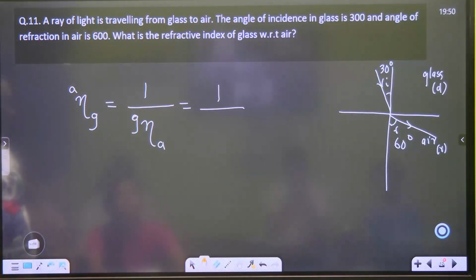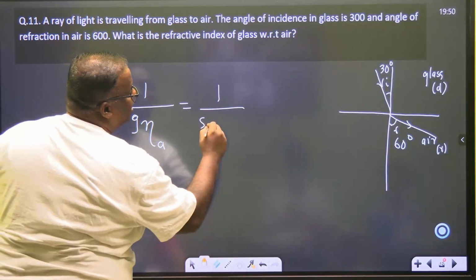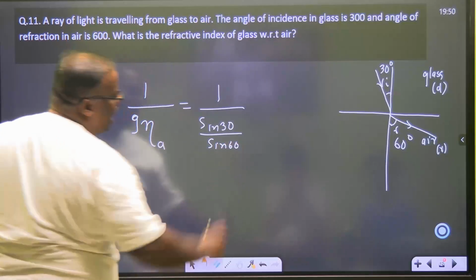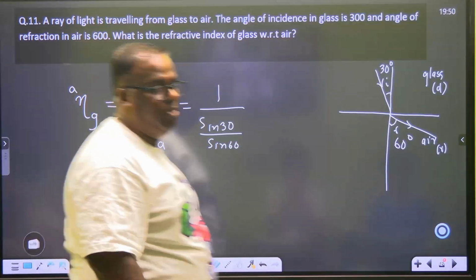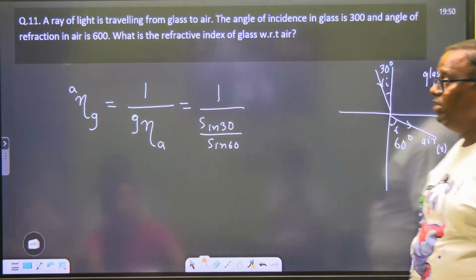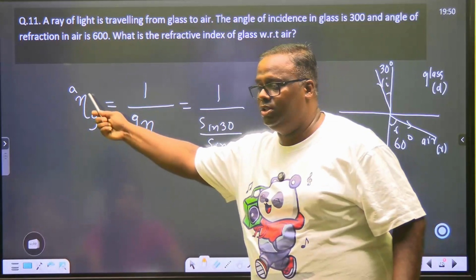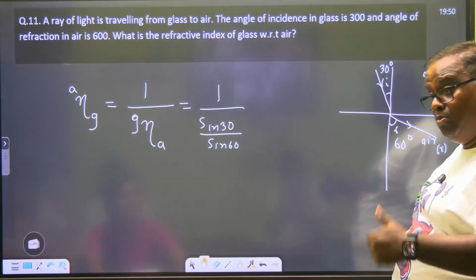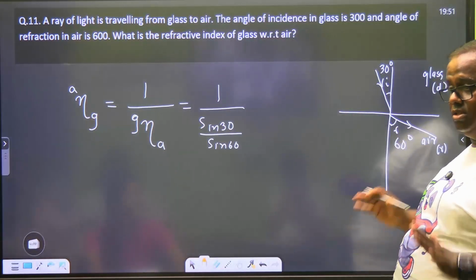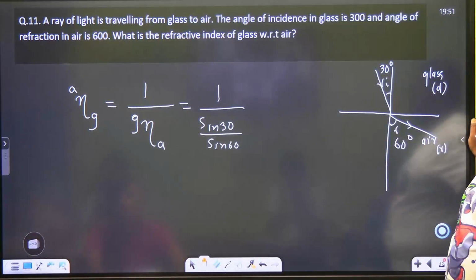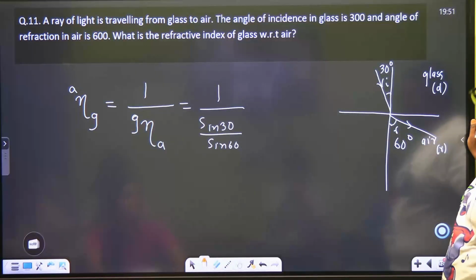Ray is coming from where? Glass. So I would write sine of 30 divided by sine of 60. Half divided by root 3 by 2. Clear? Now you are trying to find eta glass with respect to air. Glass with respect to air, eta's value should be more than 1 because glass is denser. Did you understand this one also? Very good. You all are very smart children. I really like it.